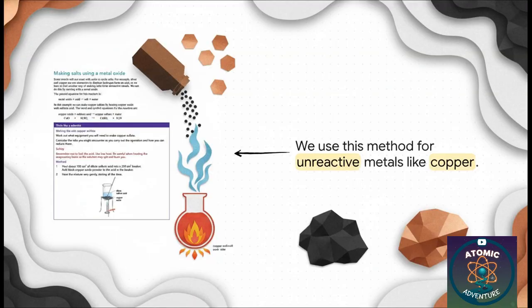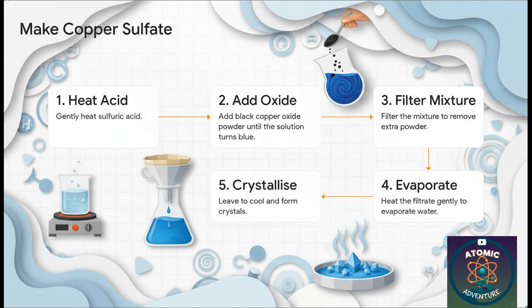Because copper is one of those unreactive metals, we can't just drop it into acid, so we use its oxide, this black powder called copper oxide. To get the reaction started, we add this powder to some acid that we're heating up. Let's walk through how to make some copper sulfate.